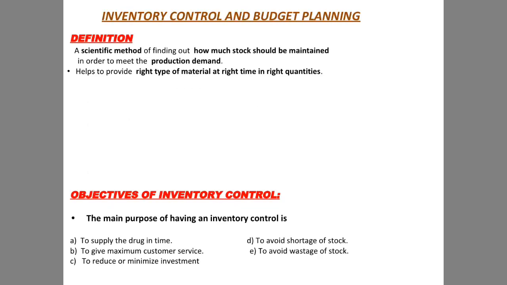So, inventory control and budget planning. We'll talk about inventory when we meet in person in the very near future. But inventory control and budget planning go hand in hand. And one of the things we always have to look at there, it can be a scientific method of finding how much stock should be maintained in order to meet product demand. Because obviously we don't want to have a pharmacy where we're always out of stock. Now it does happen occasionally, but you need to think about how often do I get an order from my wholesaler? How quick do I turn things around?